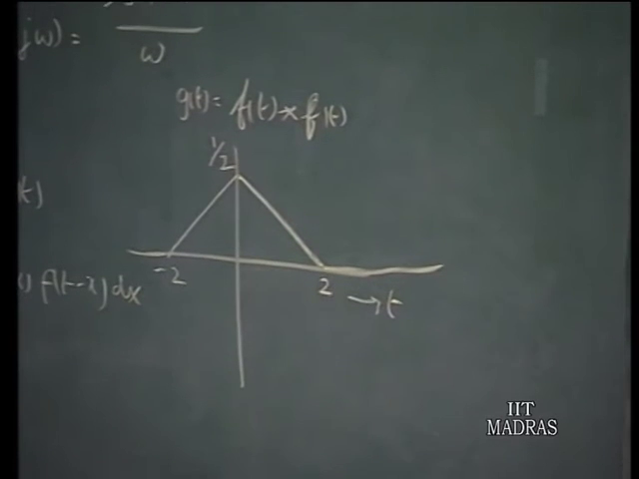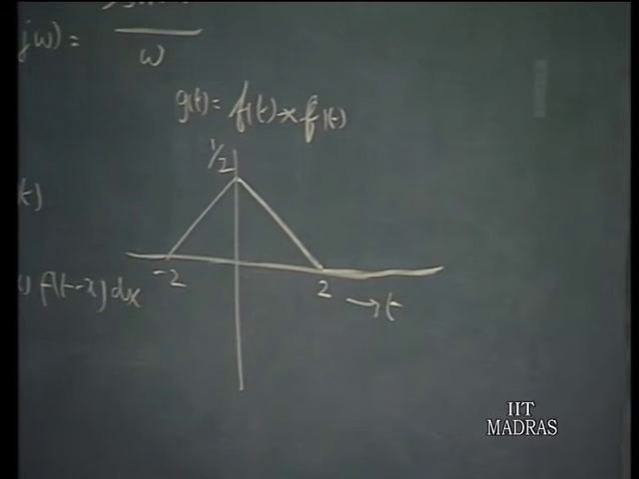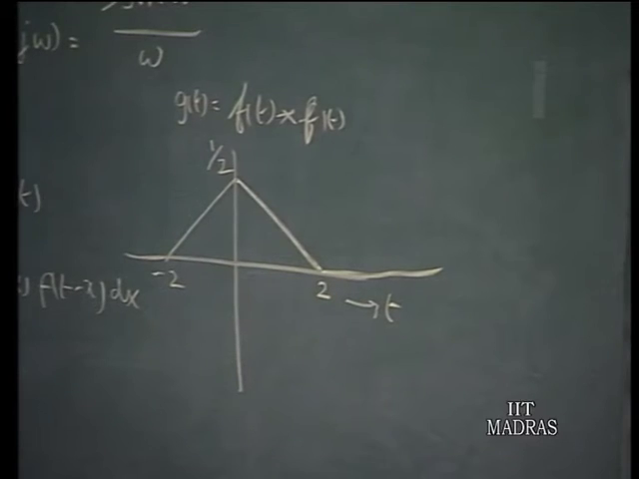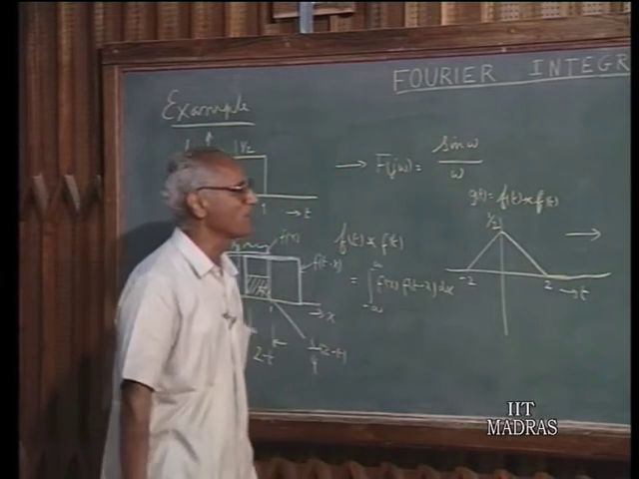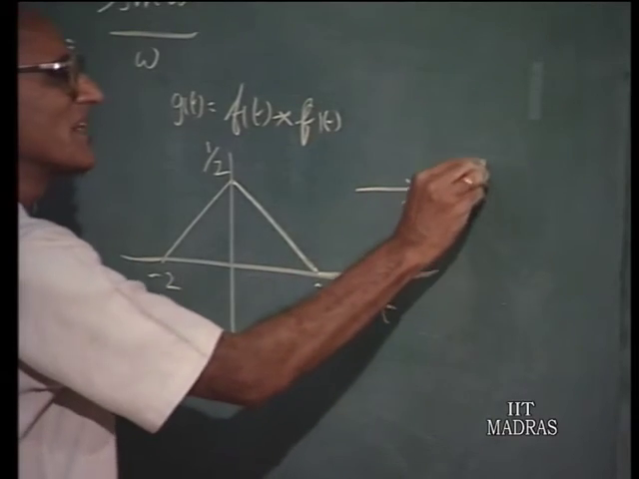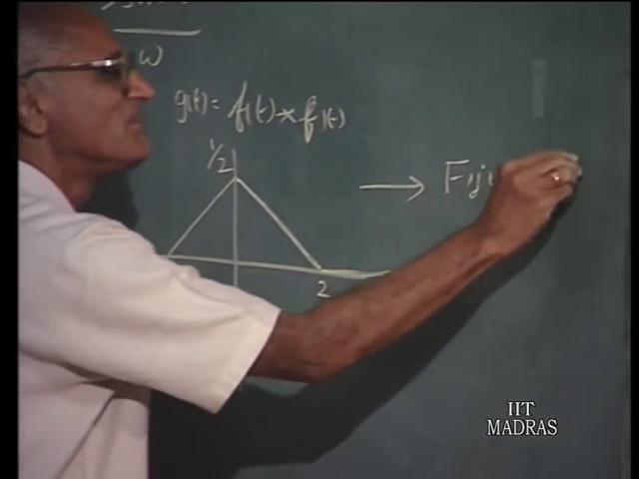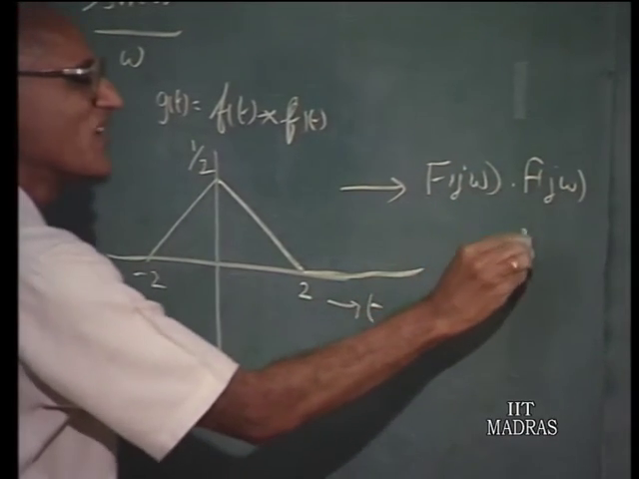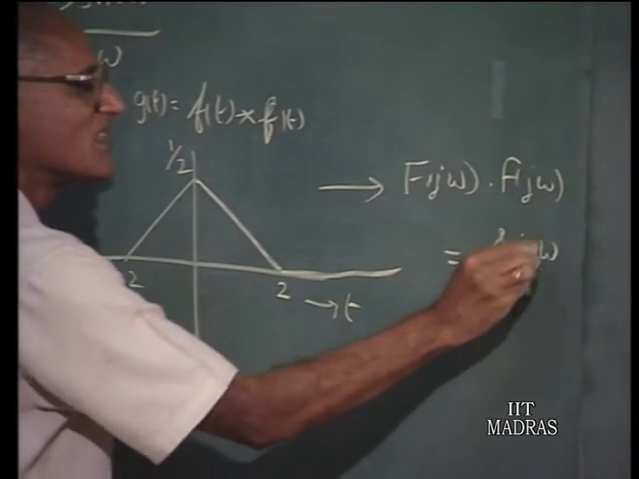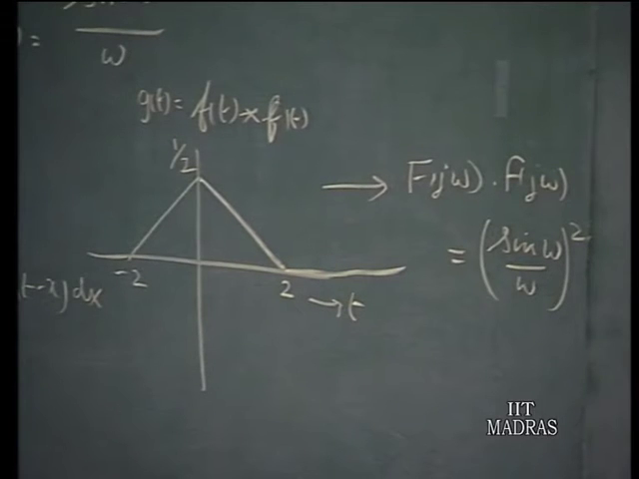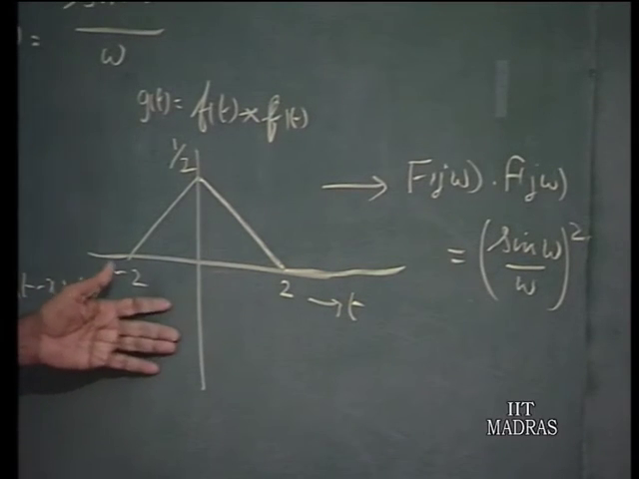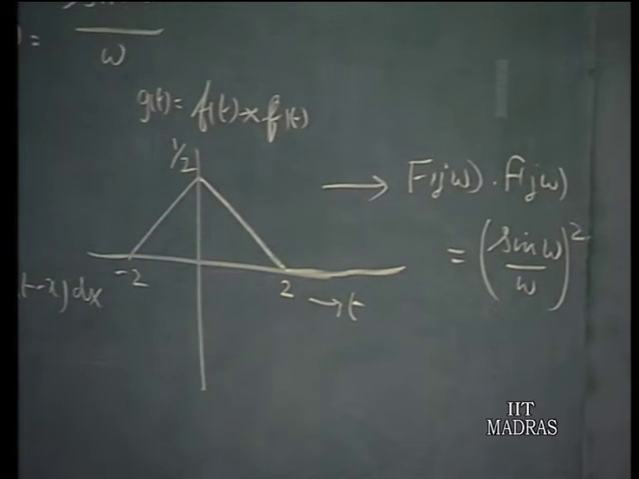So, to find the Fourier transform for this, you do not have to spend any additional effort, because we know the Fourier transform of f of t. So, G of j omega, the Fourier transform of this, is obtained by multiplying F of j omega by F of j omega, which is indeed sin omega by omega whole squared. So, you can find the Fourier transform of this as the Fourier transform of the convolution of a rectangular pulse by itself. You can independently calculate the Fourier transform of this, and you can show that this is indeed equal to this.